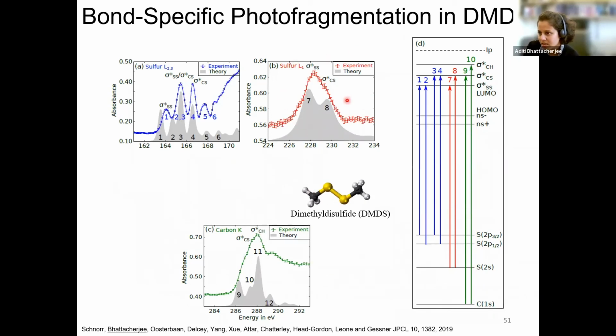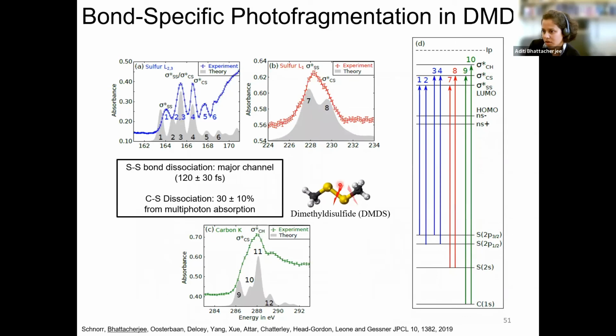And we are able to look at each of these regions specifically, and not going through the details, especially at the sulfur L1 edge, we were able to identify the methyl thiol radical, which is this bond dissociation, and showed this to be the major channel in dimethyl disulfide with about a 30% CS bond dissociation coming mainly from multiphoton absorption.